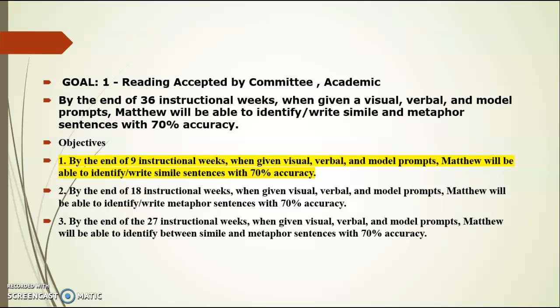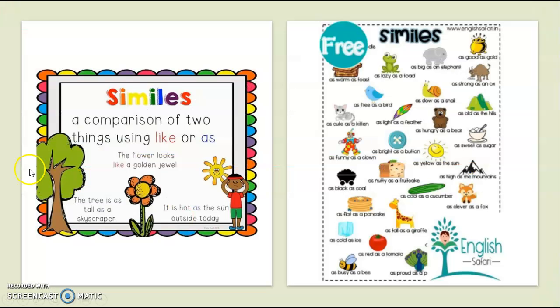So for goal number 1, we are going to talk about identifying or writing simile sentences. So we know that similes are a comparison of two things using the words like or as. And some examples are: the flower looks like a golden jewel, or the tree is as tall as a skyscraper, or it is hot as the sun outside today.